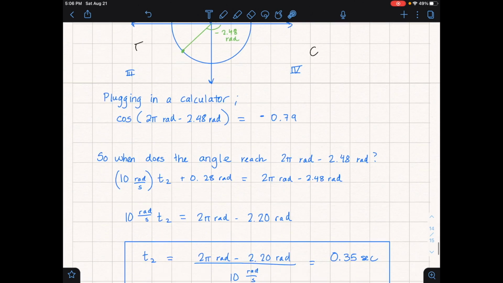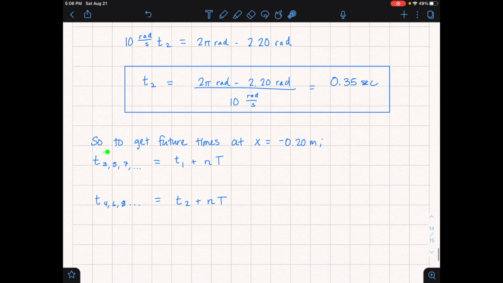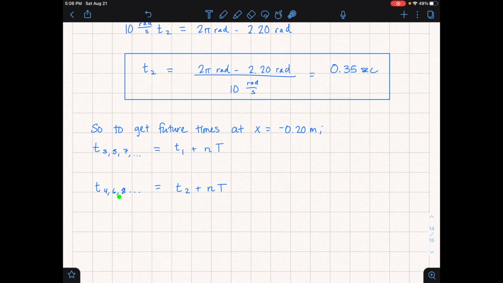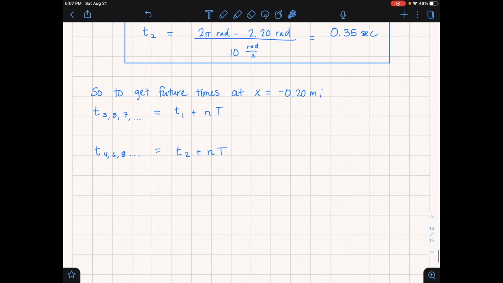And one last thing I'd like to mention is that to get the future times at x equals negative 0.20 meters, you just need to take the first time, which is 0.22, plus n, which is an integer, times the period. So for the odd times it comes back, like the 3rd, 5th, 7th, and 9th time, you just have to keep adding multiples of this period. And then to get the even times, you start at t2, and again just add multiples of that period. So hopefully that made some sense.